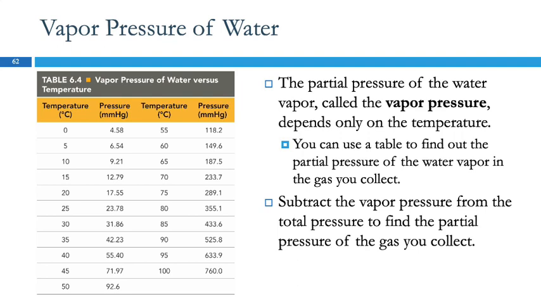The partial pressure of the water vapor, which we usually call its vapor pressure, depends only on the temperature. Because, I mean, how would you measure it, right? That would be tricky. So this is very convenient. The vapor pressure of water depends on the temperature. As the temperature increases, the vapor pressure increases.